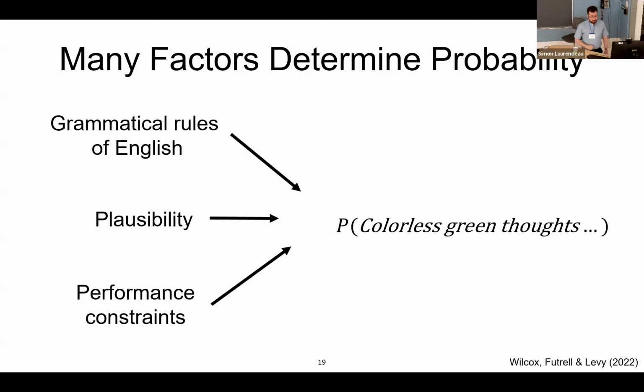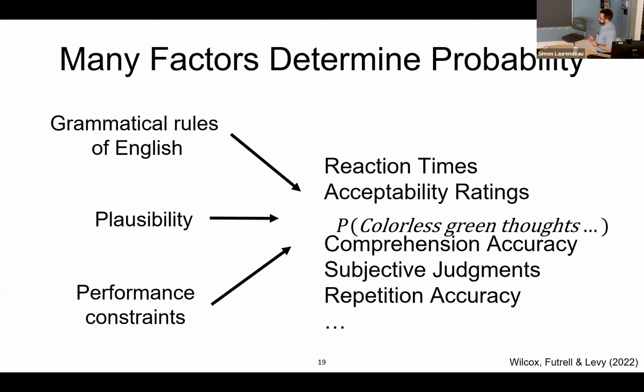Another thing that influences the probability of a string is performance constraints. So this means that there might be some sentences that are just so long and complicated that no human could ever produce them, given our limited brains. And so those are going to be low probability sentences. There's all of these different factors that influence probability for a sentence. By the way, these factors all also influence basically anything that you could measure in terms of human behavior around a sentence. If you're looking at reaction times on a sentence, or acceptability ratings for a sentence, or comprehension accuracy on a sentence, all of these things are going to be influenced by all of these factors and other factors as well.